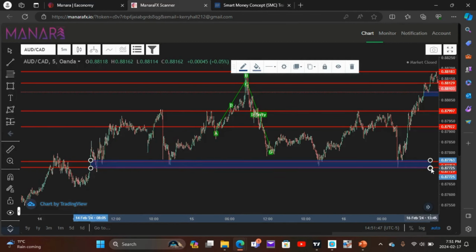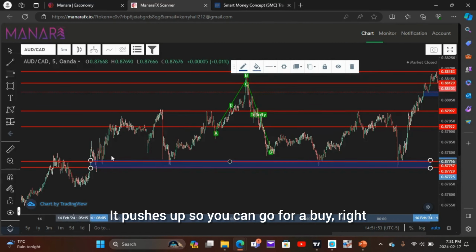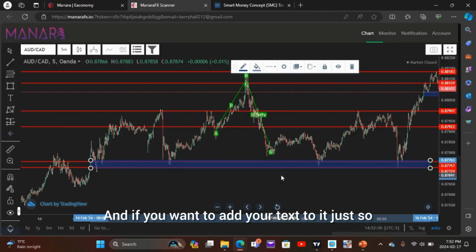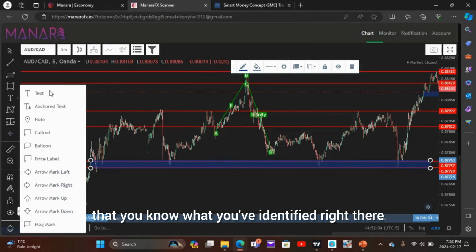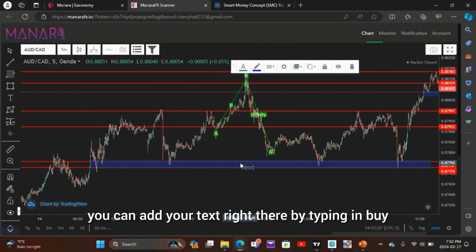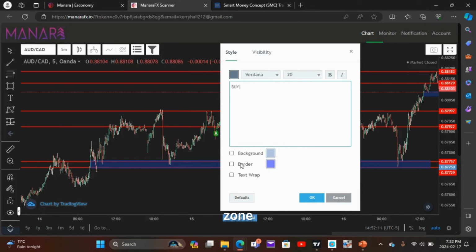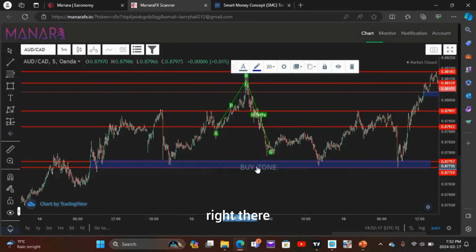It's a buy zone. Every time the market taps into this, what do you recognize that it does? It pushes up, so you can go for a buy, right? It pushes, and it has been doing it for quite some time, right? And if you want to add your text to it, just so that you know what you've identified right there, you can add your text by typing in buy zone. So you buy once the market taps into that zone.